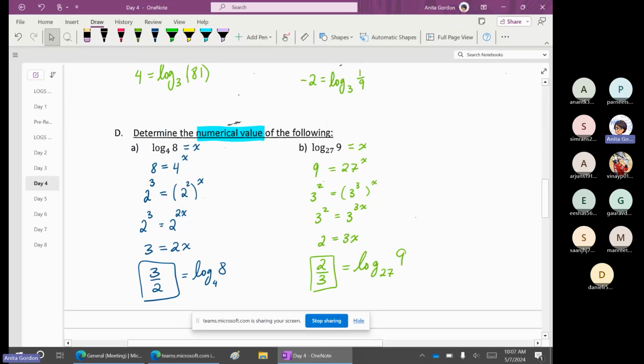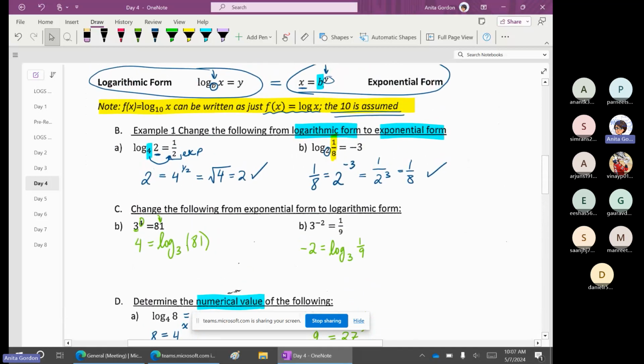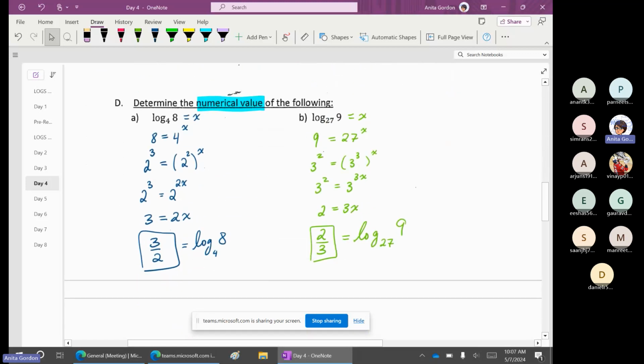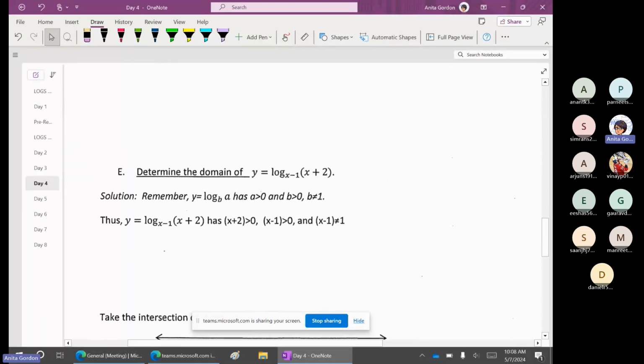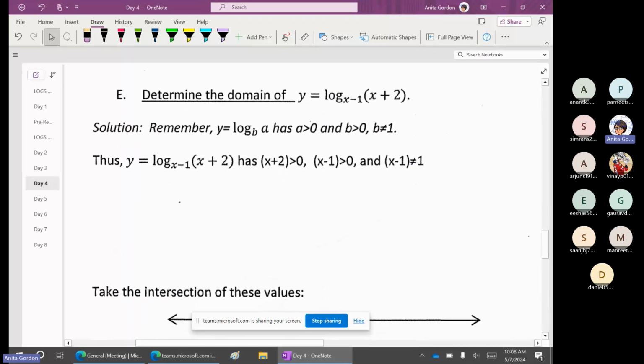Today's lesson is in 2 parts. Part 1 is done. How to transform and use logarithmics and exponentials. The last thing we're going to do today is talk about the domain of exponentials and logarithmic functions. Here is a really ugly log. The base of the log is x minus 1, and the inside of the log is x plus 2.